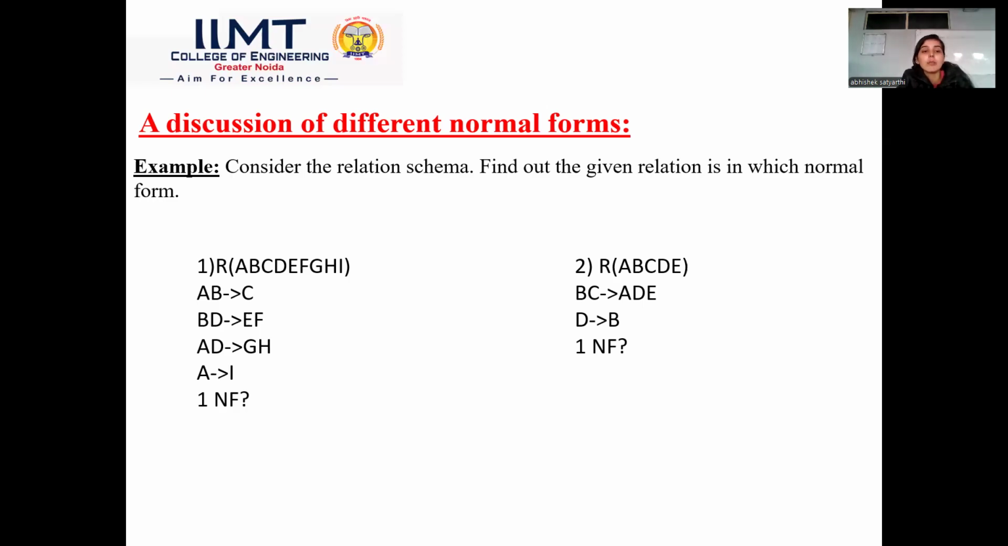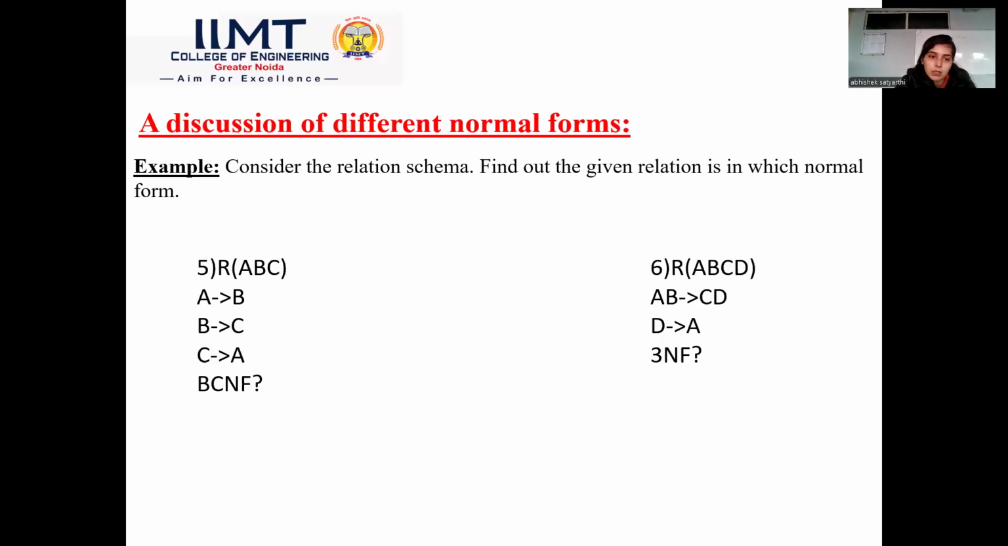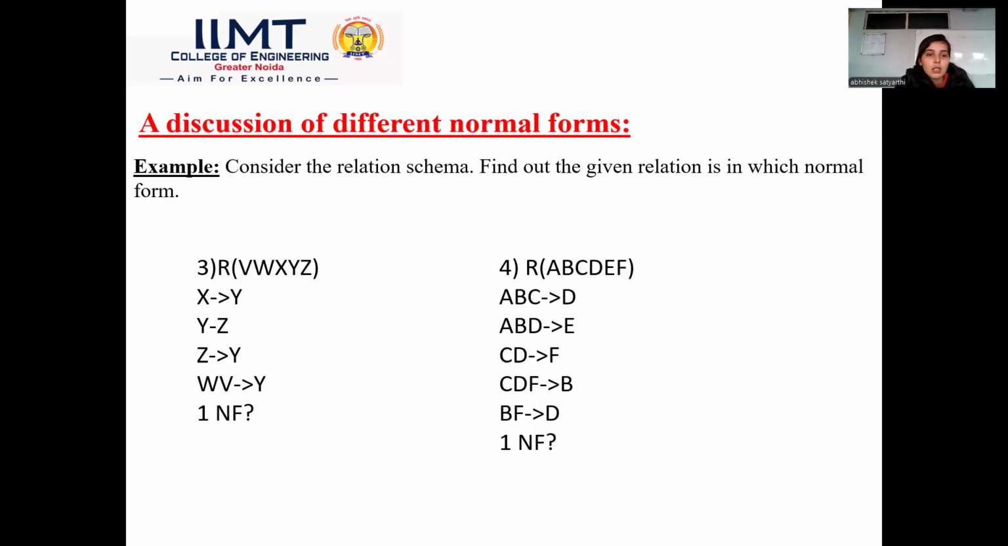So the given relation will be in 1NF, and I just break the right hand side attributes into single parts, like BD derives E, AD derives G, BD derives F, AD derives H. Next is BC derives ADE and D derives B. So we have to identify whether the given relation is in 1NF or not. We can say that the given relation is in 1NF as it fulfills all the criteria, and the right hand side should be a single attribute. We just break, decompose.